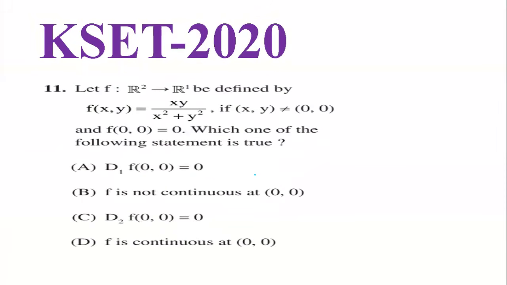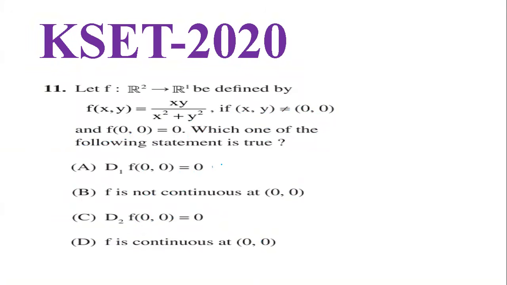Next question, KSET 2020, 11th question. Let f from R square to R be defined by f of x y is equal to x y divided by x square plus y square if x y is not equal to 0, and f of 0 comma 0 is equal to 0. Which one of the following statements is true? D1 f of 0 0 is equal to 0. F is not continuous at 0 0. D2 f of 0 0 is equal to 0. F is continuous at 0 0.